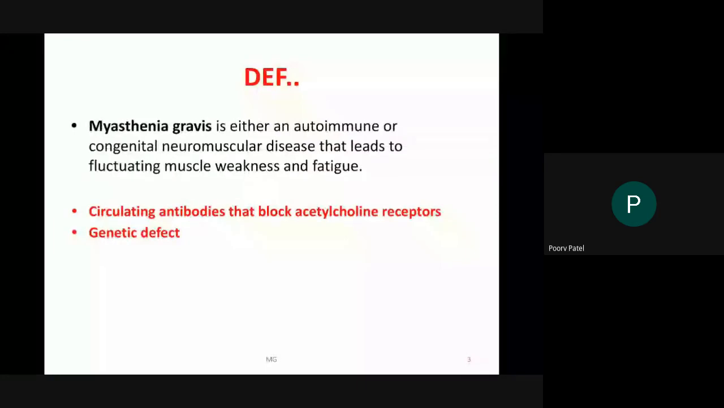The main problem in myasthenia gravis, more specifically, is the immune system forming antibodies against the receptors where acetylcholine binds and creates an action potential. Those receptors will decrease, or they will be destroyed by the immune system of the body itself.